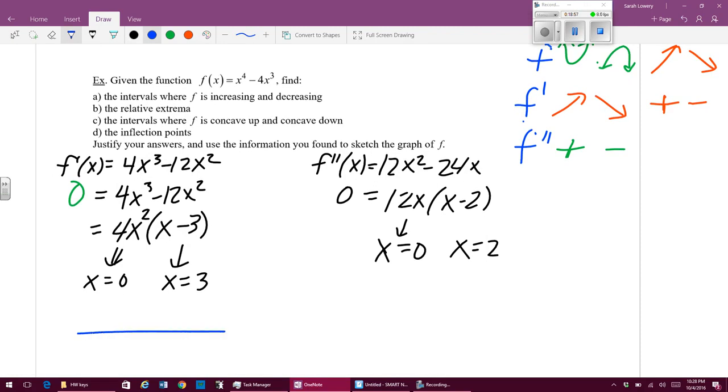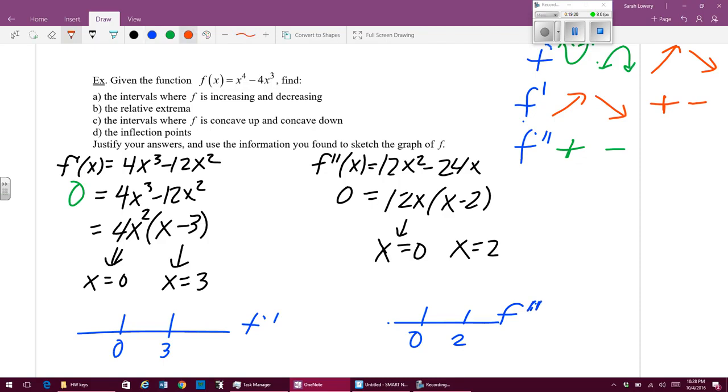Now what we're going to do with these is process them by putting them on a number line, putting them on a sign chart. Being sure to label your sign charts as f prime and f double prime. We're going to put all of our critical points on them. I'm going to put 0 and 3. And 0 and 2 as my possible points of inflection here.